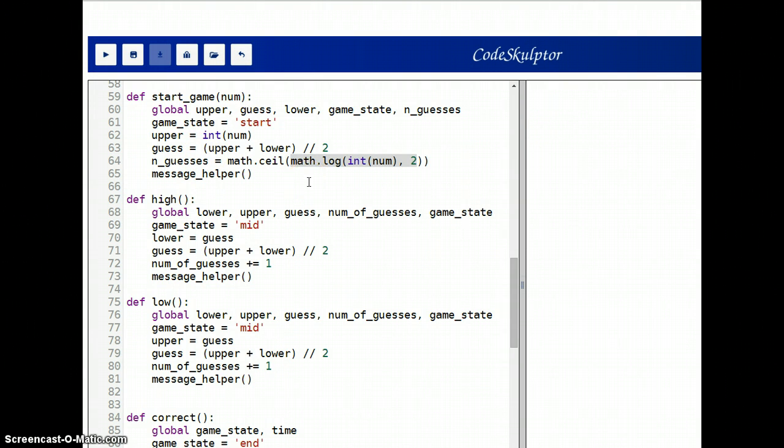So I wrote the binary search algorithm here using the event-driven program and using a canvas. First thing I want to talk about is this log base 2 event.